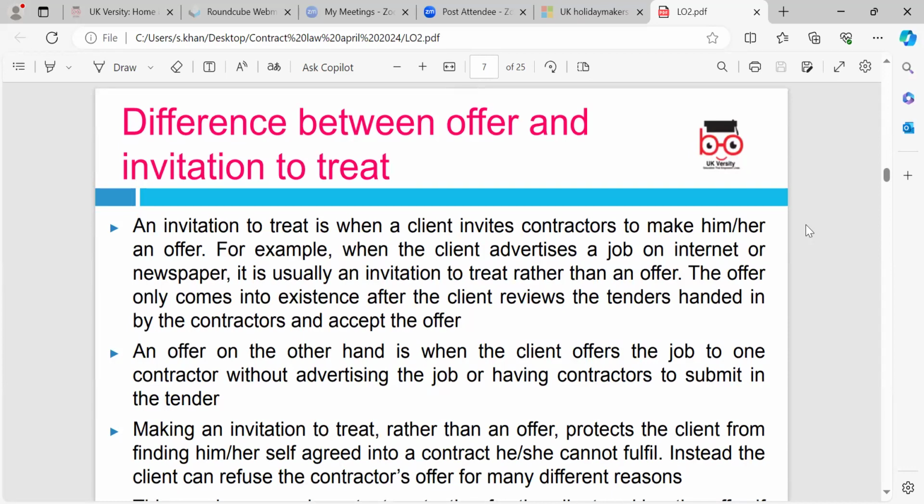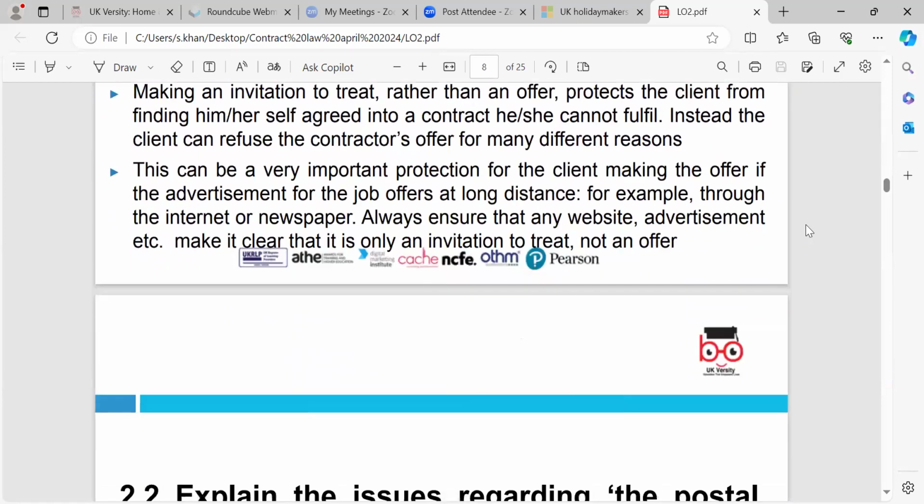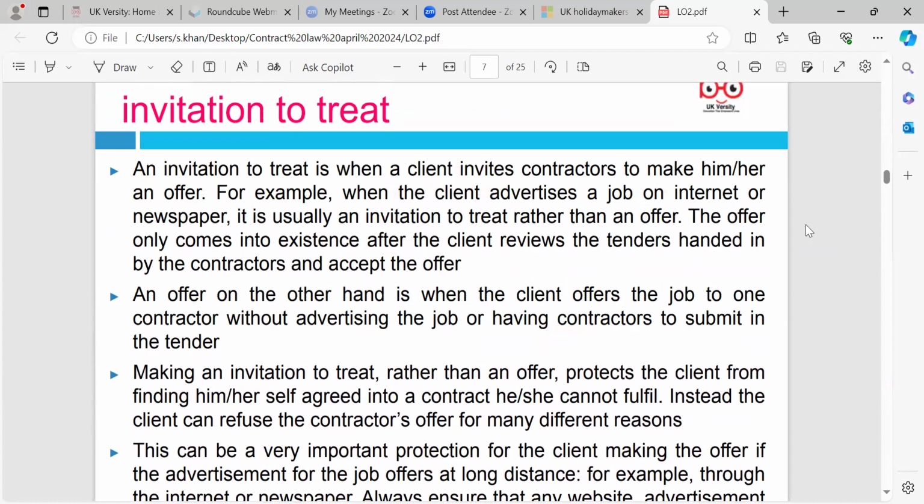A case in regards to this would be the Pharmaceutical Society of Great Britain against Boots, 1953, which was an invitation to treat. I'll just go through the case with you. So Boots introduced the new self-service system into their shops, whereby customers would pick up goods from the shelf and put them in their basket and then take them to the cash till to pay.